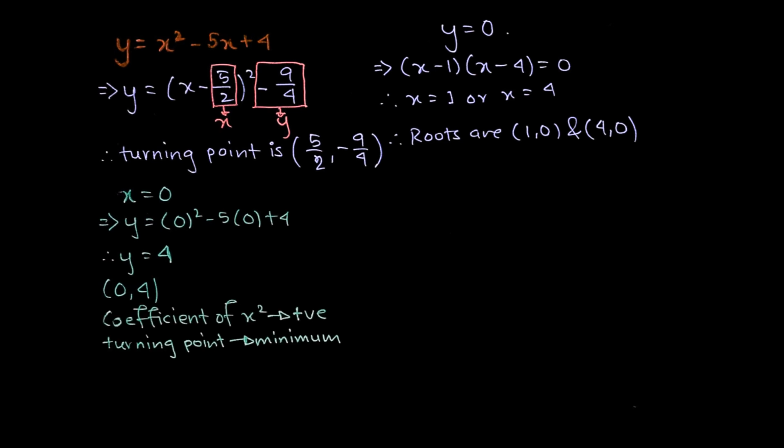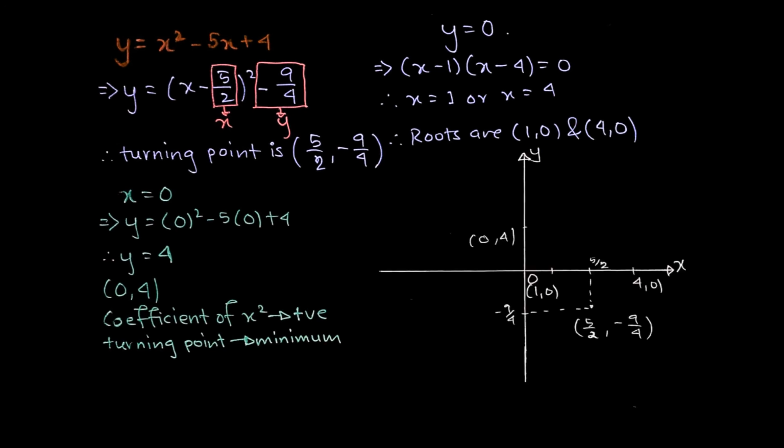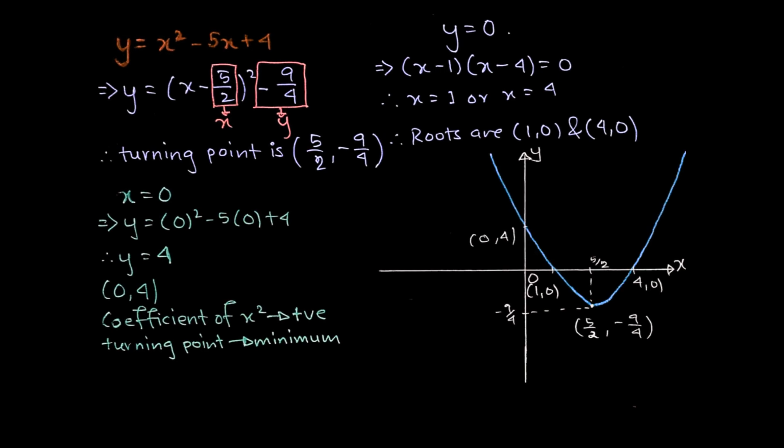The coordinates are (0, 4). As I have told you before, since the coefficient of x² is positive, the turning point is a minimum point, which means a happy face. Now let's first put the points (0, 4), (1, 0) and (4, 0) and the turning point (5/2, -9/4). Then we'll just join the points and draw the curve.